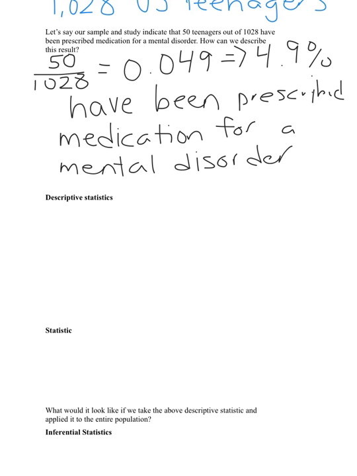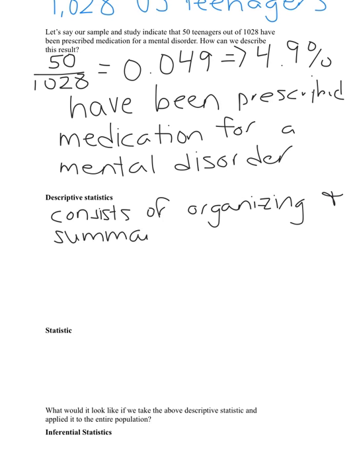So what this is, when we take the results of our survey and we calculate the numerical value, like 4.9%, that is called a descriptive statistic. So that 4.9% is a descriptive statistic. What we did in that process, and we'll write it out, consists of organizing and summarizing the data.